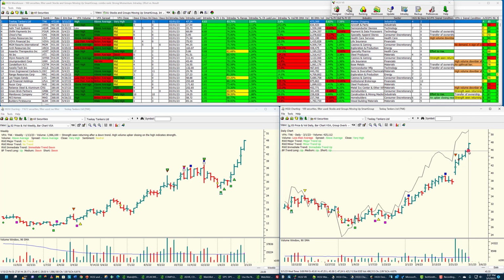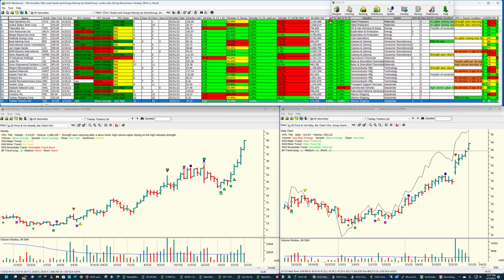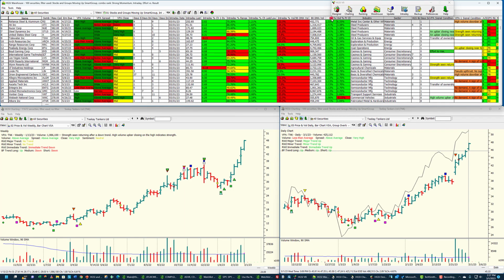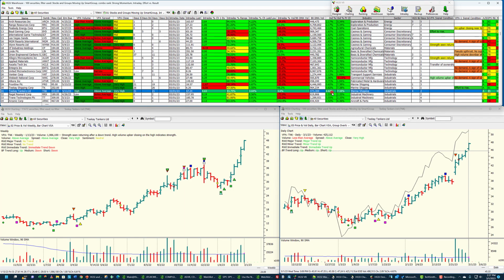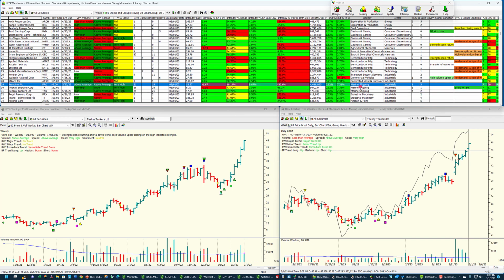Remember, we're in a down market today. This represents today. So once again, if you want to see what the industry groups are doing today, you just sort on this column right here. This group is up another 0.62% today, marine shipping, and there's 3 stocks that are showing up in this group.